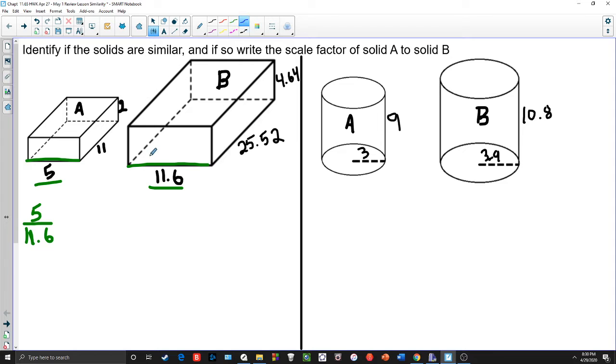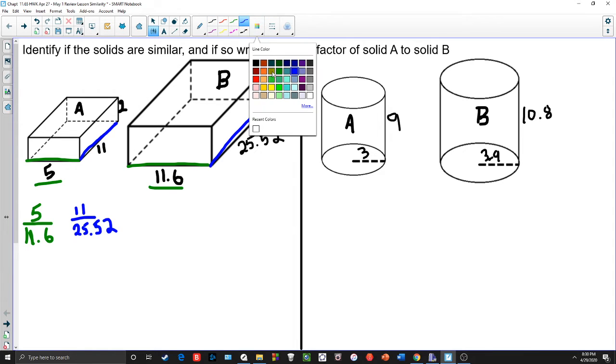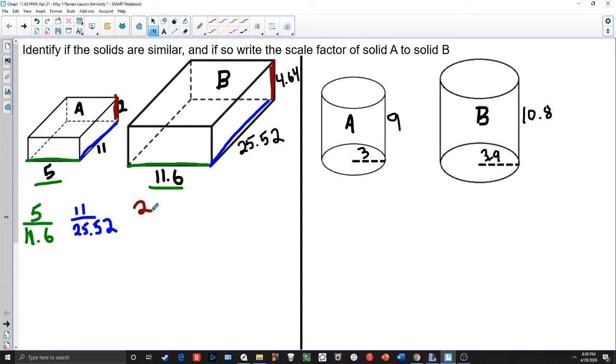Just in case they end up being similar, I already have my scale factor pre-written. 11 goes front to back, and 25.52 also goes front to back, so it'd be 11 over 25.52. And lastly, we have 4.64 and 2. 2 goes top to bottom, and 4.64 also goes top to bottom, so I have 2 over 4.64. Now, if they're similar, they should all give me the same decimal when I divide them.